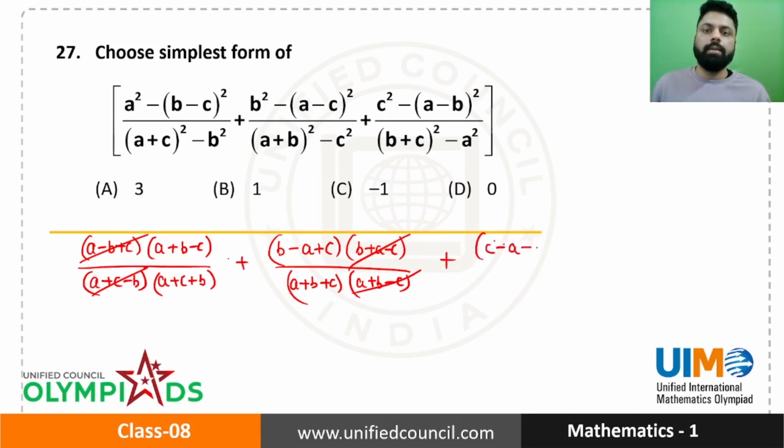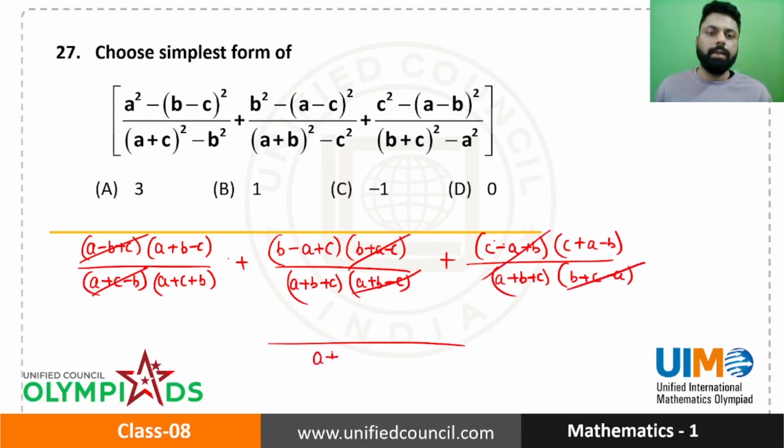c minus a plus b, c plus a minus b, a plus b plus c, b plus c minus a. This will get cancelled out. As the denominator is same, a plus b plus c, numerator is a plus b minus c plus b minus a plus c plus c plus a minus b, which gives a plus b plus c. So this is a plus b plus c upon a plus b plus c. That is equal to 1.